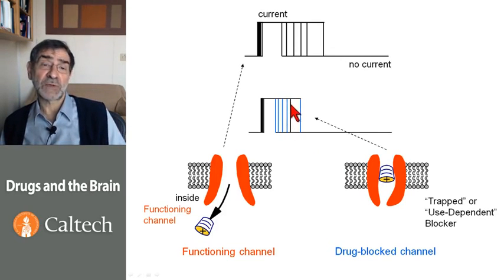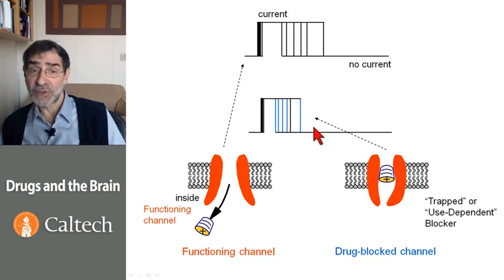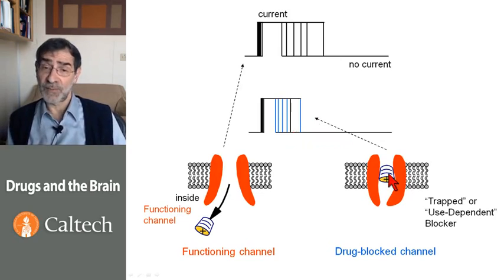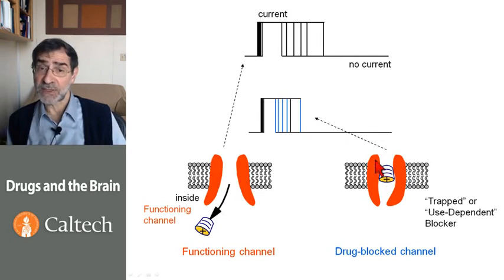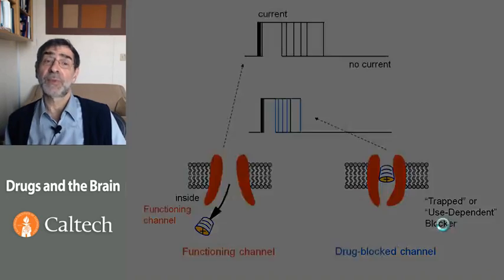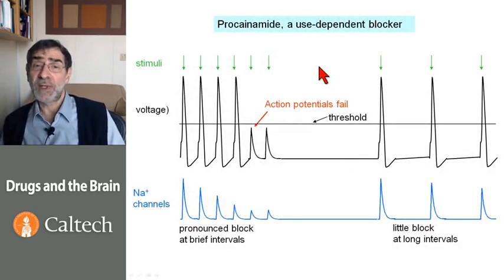Depending on the drug concentration, the channel might have a chance to close by itself, but an effective drug would close it more rapidly, have less current total, and then the drug gets trapped for a period of time, which we'll discuss on the next slide, in the inactivated channel. So this is a trapped or use-dependent blocker. And a typical use-dependent blocker is procainamide, a derivative of procaine.